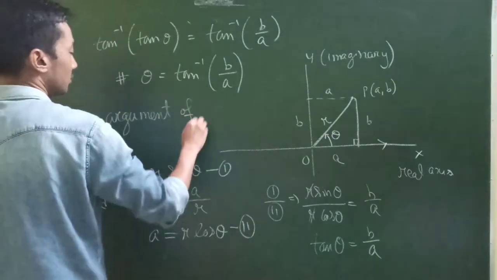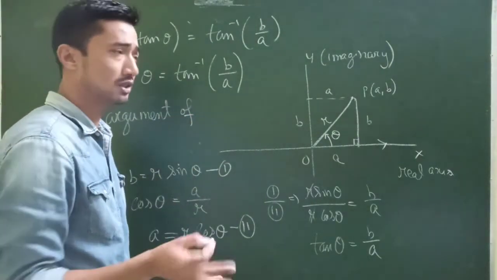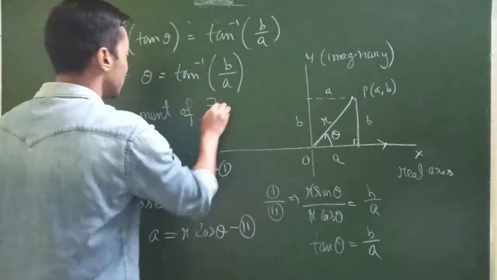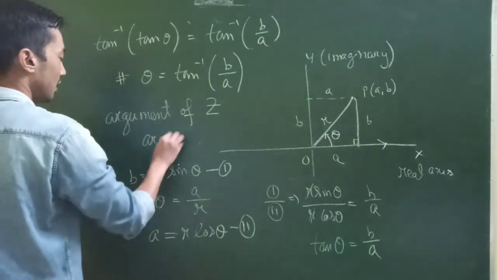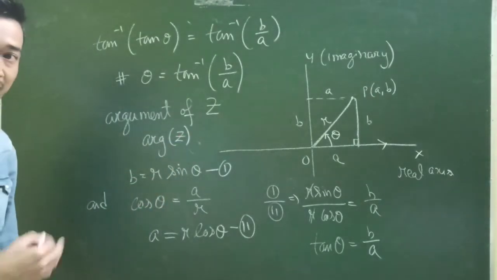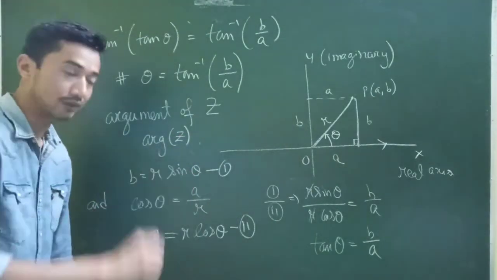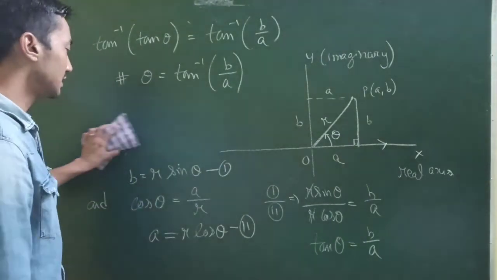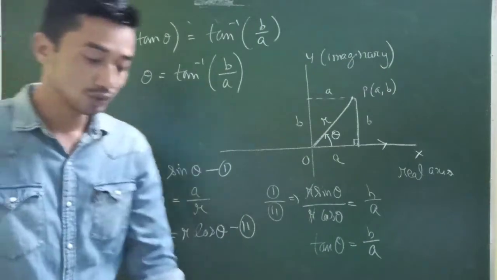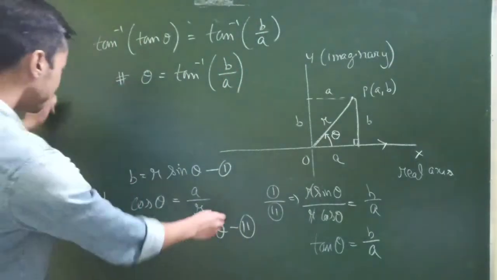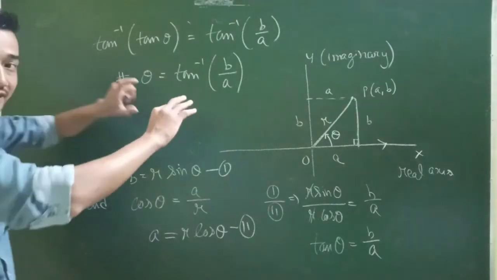This is also called the argument of the complex number z, also denoted by arg z. This is how we denote it. I hope you are noting it down. Alright, so we have now represented the two new parameters theta and r with respect to a and b. Now look here, this is the interesting part.